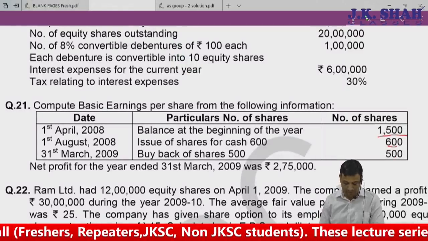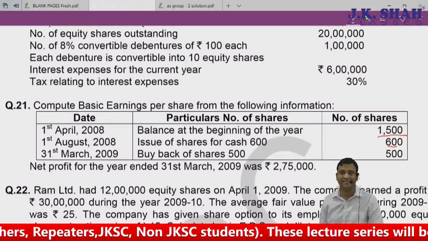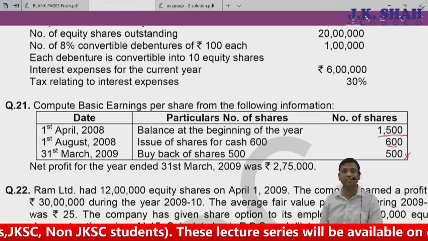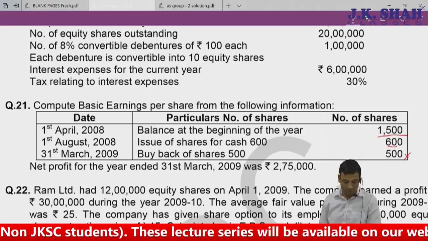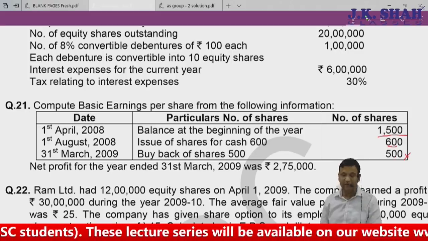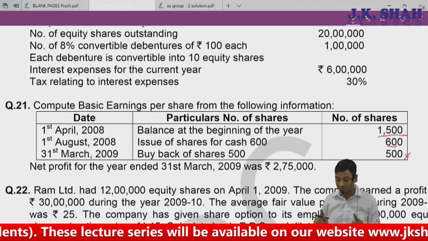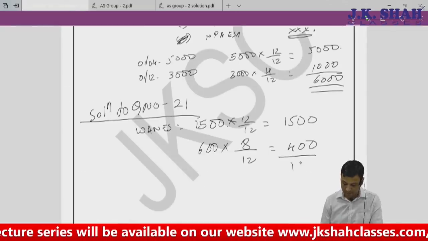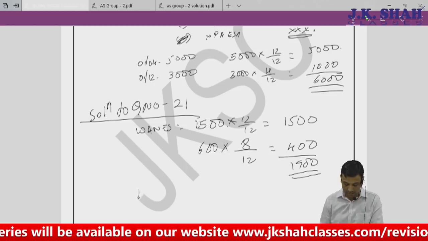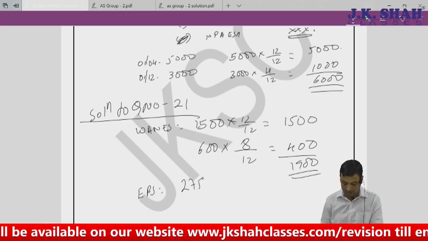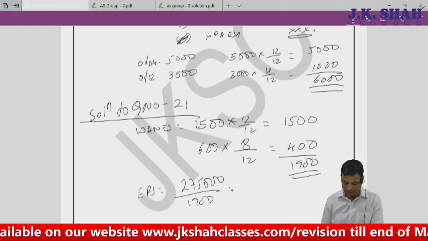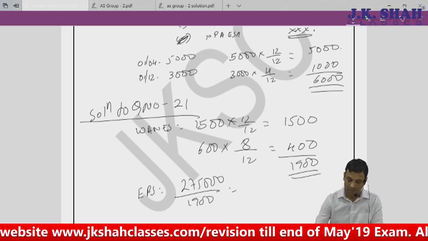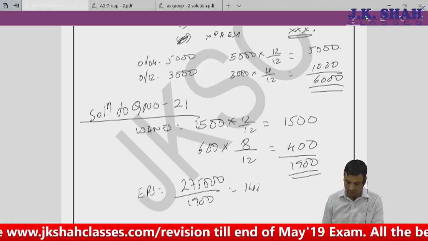And there is a buyback which is happening on 31st March. If it is happening on the last day, there is no effect to be given, so this will be completely ignored. Had it been 1st of March, I would have put a negative, because the 500 shares are not there for 1 month. And this is 275, so 1,900 shares, your EPS will be 275,000 divided by 1,900, which is 144.73.